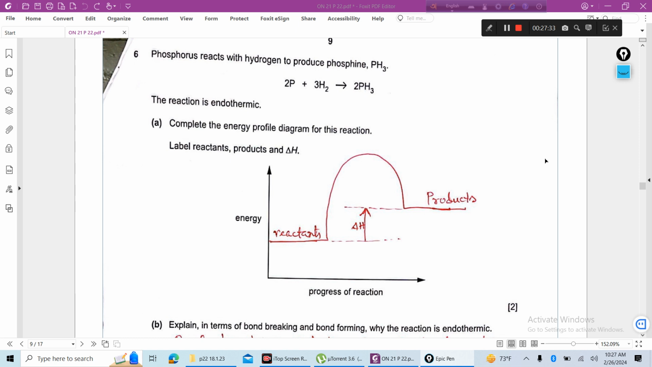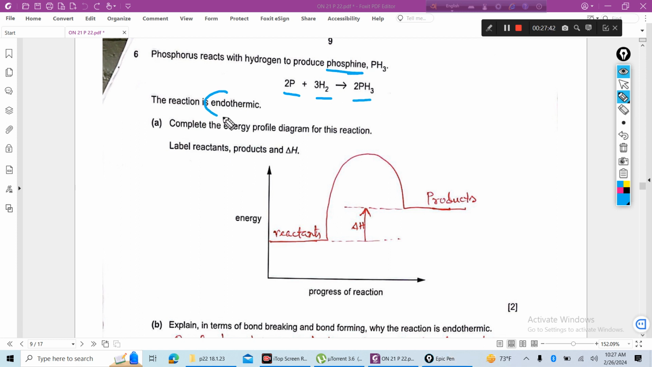Now, phosphorus reacts with hydrogen to produce phosphine, PH3. This reaction is an endothermic reaction. I mean delta H will be positive. Change in enthalpy will be positive. So complete the energy profile diagram for this reaction. Label reactants, products and delta H.